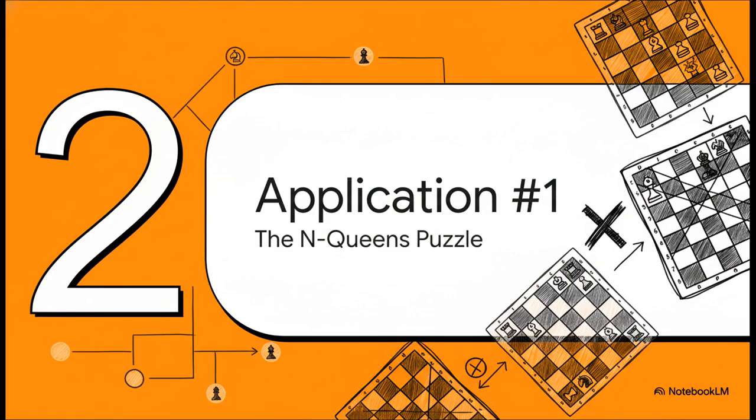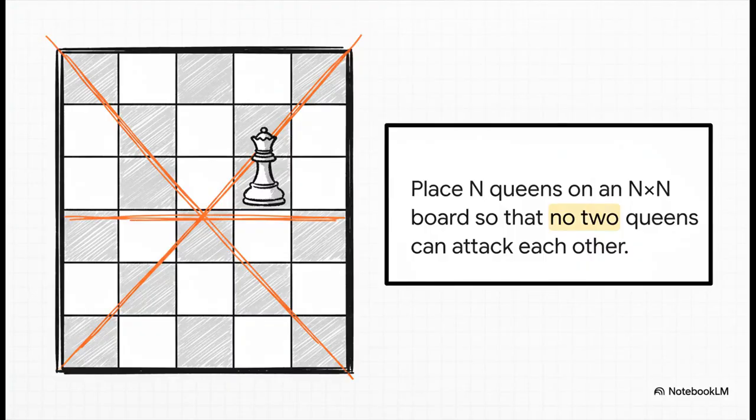Okay, enough theory. Let's make this real. Our first case study is a classic computer science problem, the n-queens puzzle. This is just the perfect way to see our backtracking blueprint in action. The goal is simple, right? You've got a chessboard of size n by n, and you need to place n queens on it. The only catch? No two queens can threaten each other. So that means no two queens in the same row, column, or diagonal.